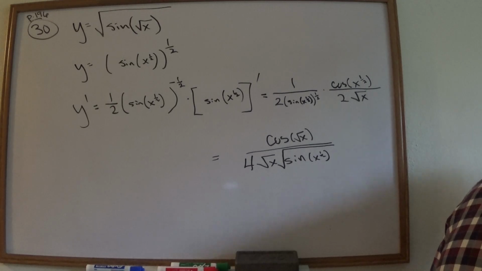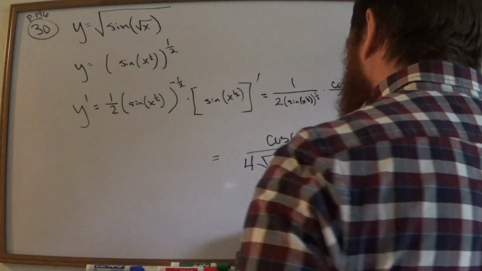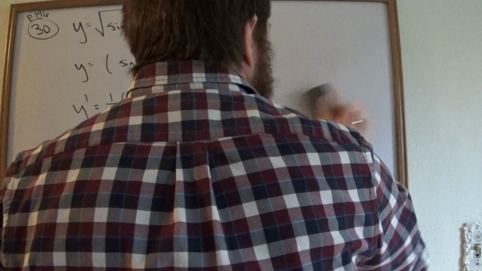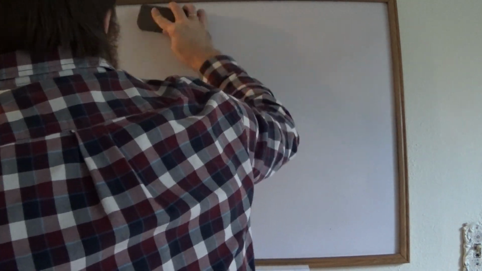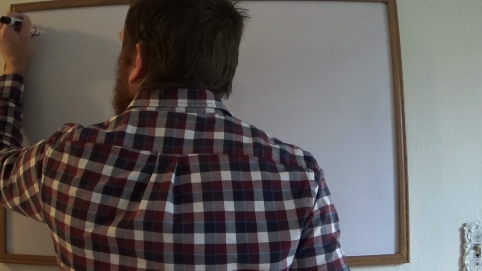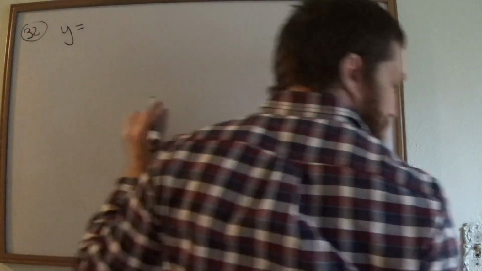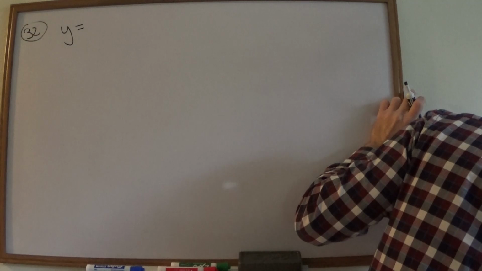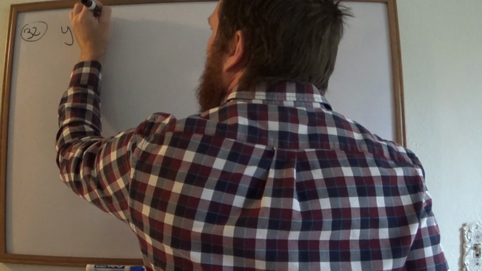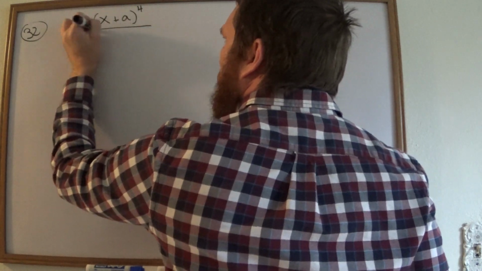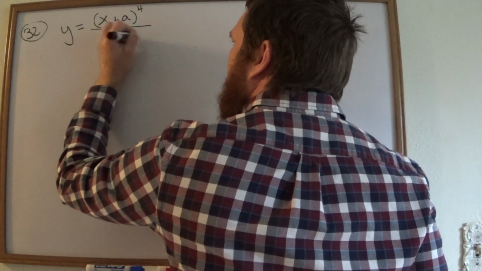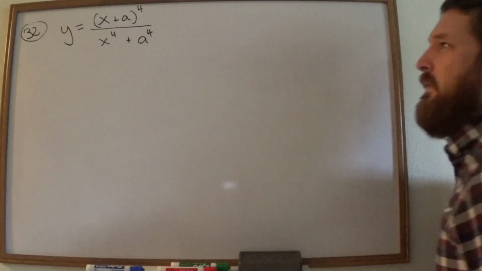This is so ugly. I'm going to change the letter a little bit because when I draw it, it's a Greek letter, and it's just going to look terrible. So we're going to replace it with an A. Instead of a lambda, we're going to do A. So y equals x plus A to the 4th over x to the 4th plus A to the 4th.